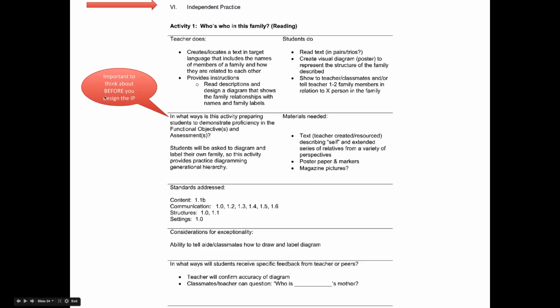So she has this important bubble, however, important to think about before you design the independent practice. How is this activity preparing students to demonstrate proficiency in the functional objectives and assessment? Here was her objective in her assessment and what they'll be doing. And there we go. Any questions on this activity? I'll move on to, I see some no's.